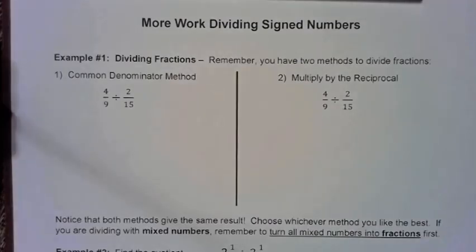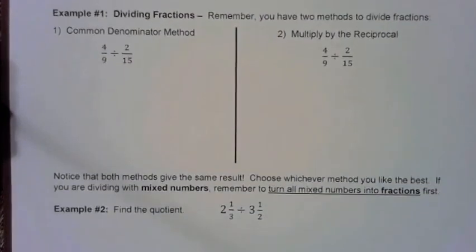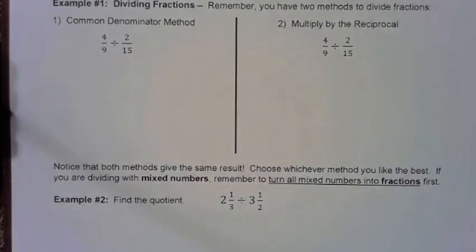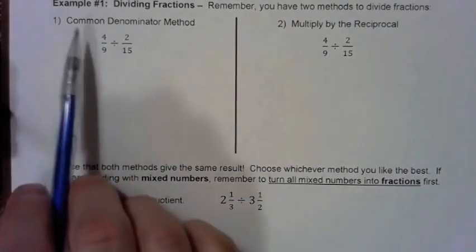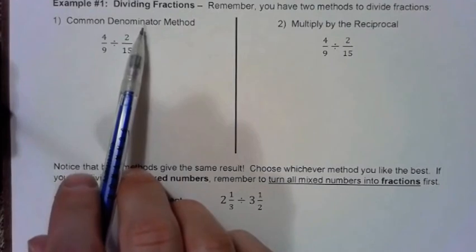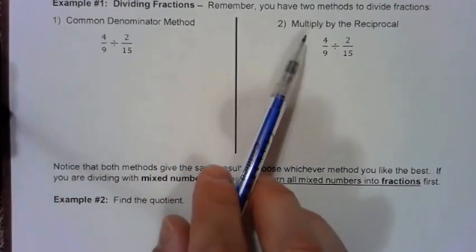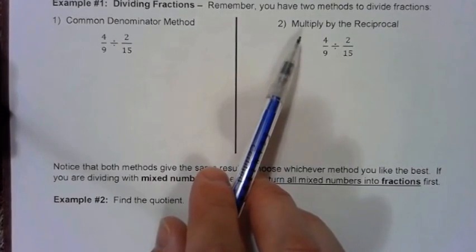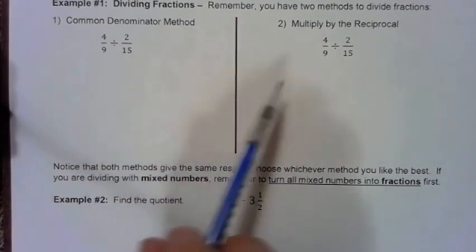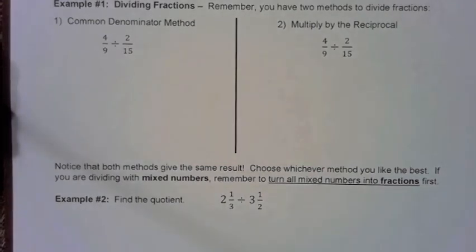Now that we're familiar with the sign rules for division, we're going to take our knowledge of those sign rules and apply it to something that you learned about in elementary school, dividing fractions. When you're dividing fractions, remember there are two ways that you can divide them. You can get common denominators to do division, but you don't have to. Or you can do something called multiplying by the reciprocal. I'm going to show you both methods. You'll pick the one that you like the best.